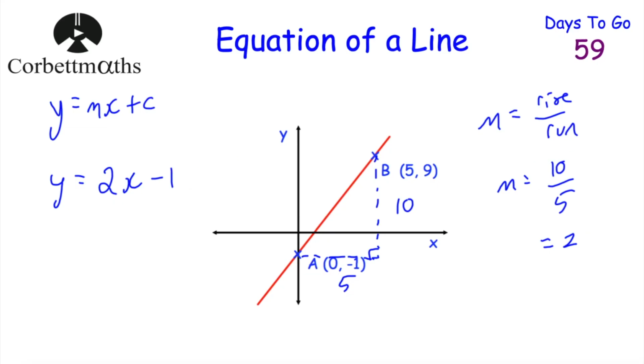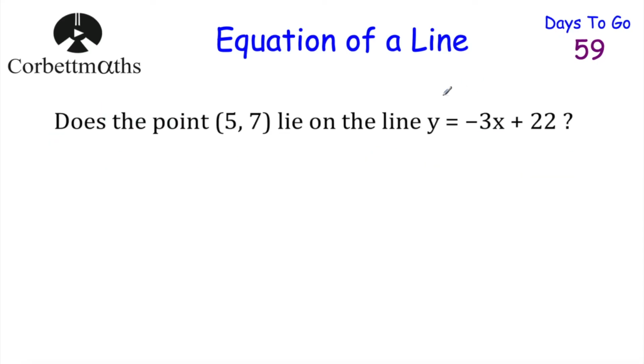Now, before we carry on, I just want to have a look at one type of question. Okay, now sometimes we might be given an equation of a line and we might be asked if a point lies on a particular line. So this question says, does the point (5, 7) lie on the line y equals -3x plus 22? So if you want to have a go at this, feel free to press pause and show whether this point lies on the line or doesn't lie on the line.